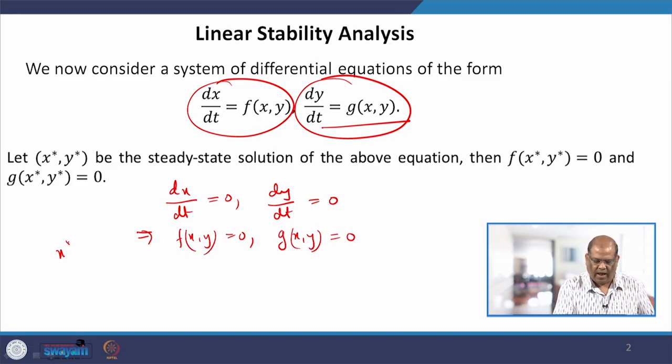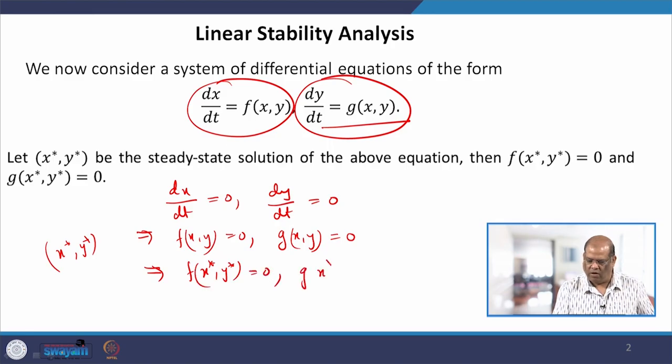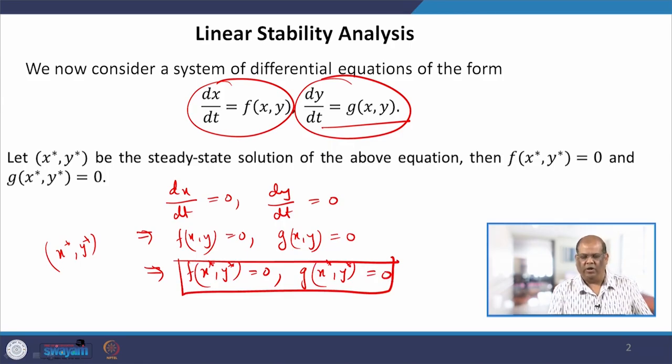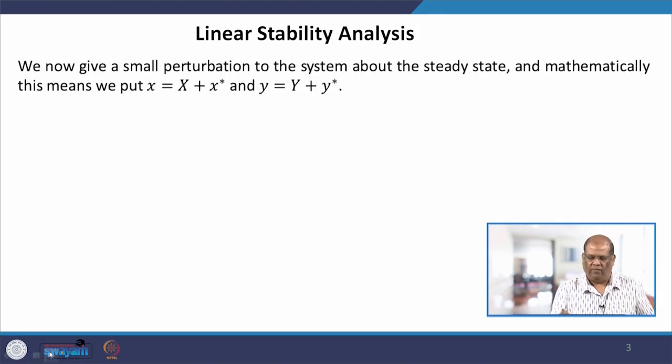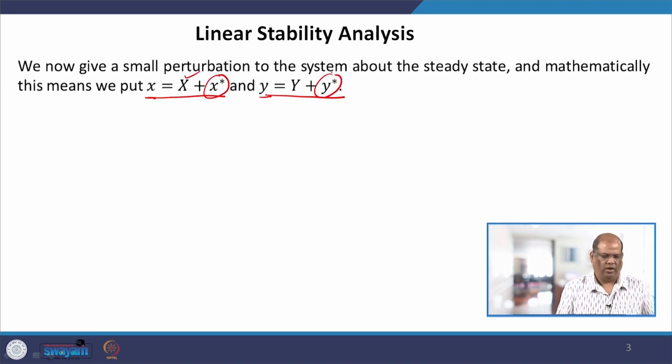If we say that (x*, y*) is our steady state solution, then obviously it is going to satisfy these equations. Hence, if you substitute those two values, then g(x*, y*) and f(x*, y*) are both equal to 0. We will now find the condition under which this system of differential equations is stable. As defined before, now there are two variables, x and y. We give a small perturbation about the equilibrium point x* and y*.